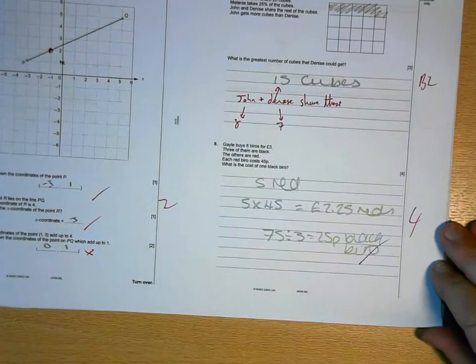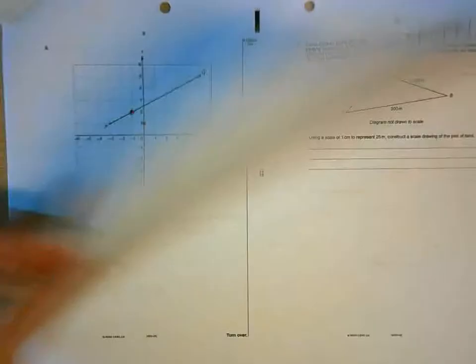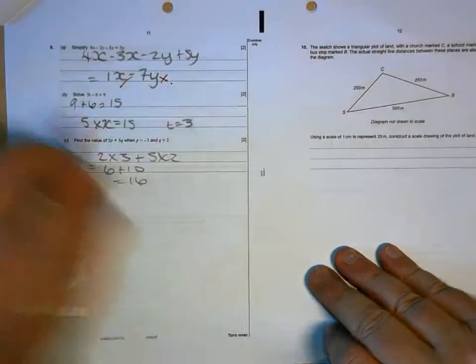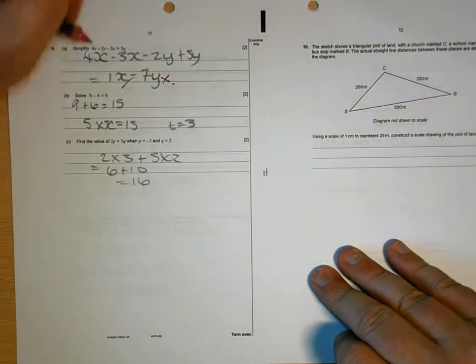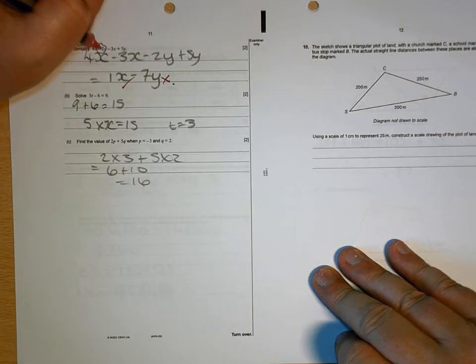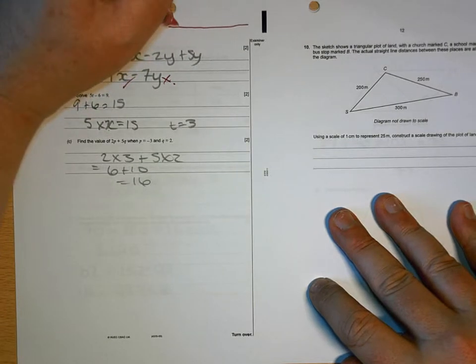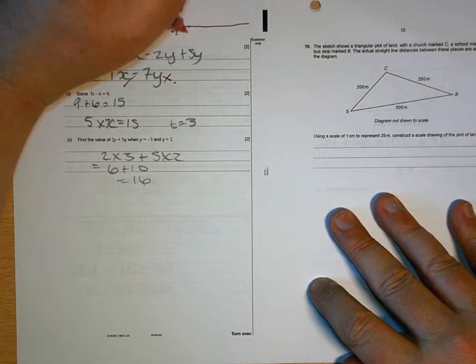25 pence is good. 8 marks there. The 1x is right, the 7y is wrong. What you've got for y's is you've got a -2 plus 5. So on the number line, you're down there at -2.